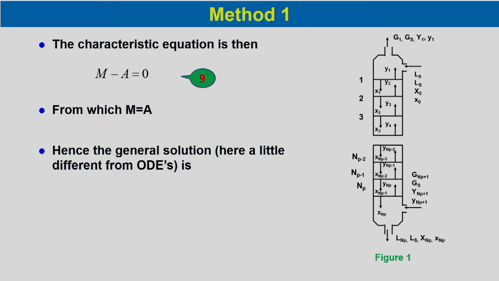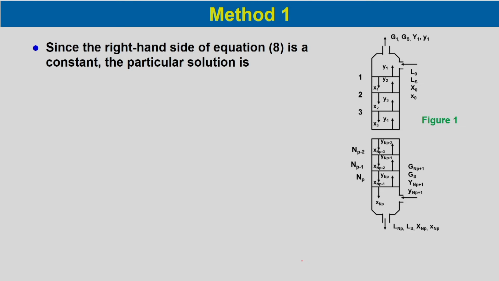The general solution is a little different from ODEs. The general solution is x n equal to C 1 A to the power n, where C 1 is a constant. Since the right hand side of equation 8 is a constant, the particular solution x would be equal to C 2, where C 2 is another constant. The right hand side of this equation is constant, as we have said before, and the particular solution for this x is C 2.